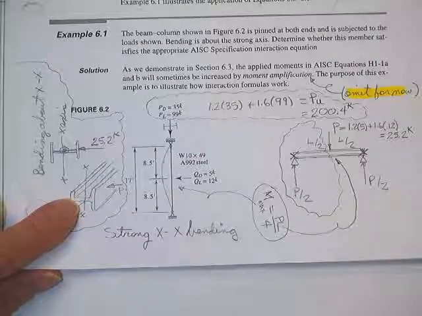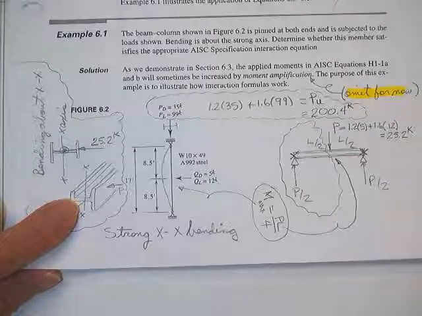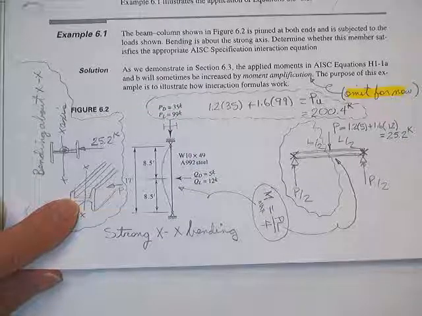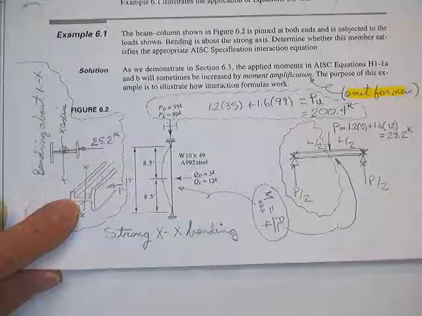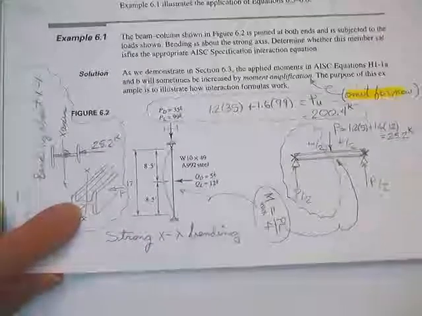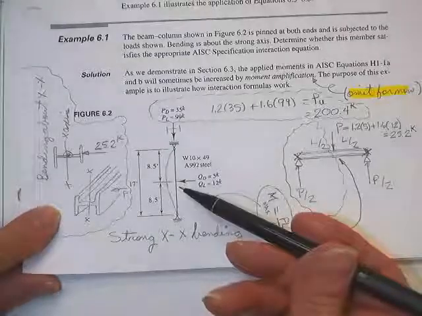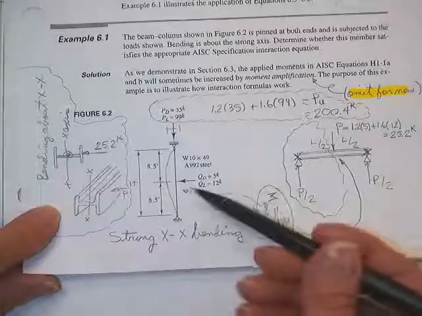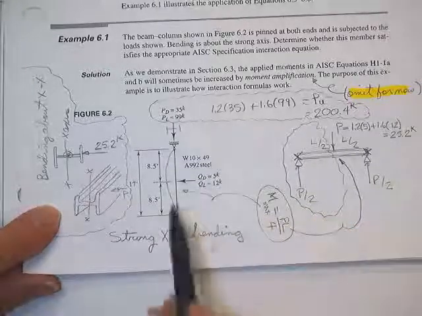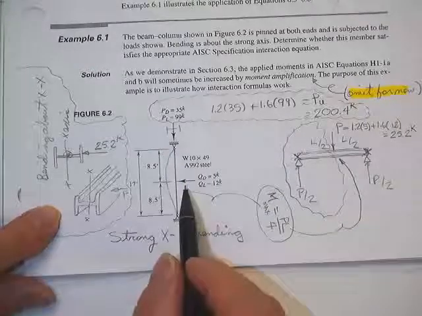Well, how do most columns buckle? About their weak axis, that's right. Now, they don't always buckle about their weak axis. If you brace them about their weak axis in the middle, or twice or three times, then they may pop over and have to buckle about their strong axis. This guy has no evidence of any of that going on. It's just hanging out in the air. So although the bending is about the x-axis, the buckling will occur, what did I say? Although the bending is about the strong axis, the buckling will occur about the weak axis.